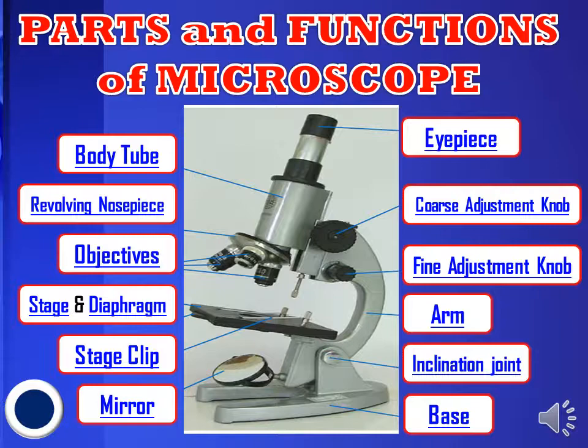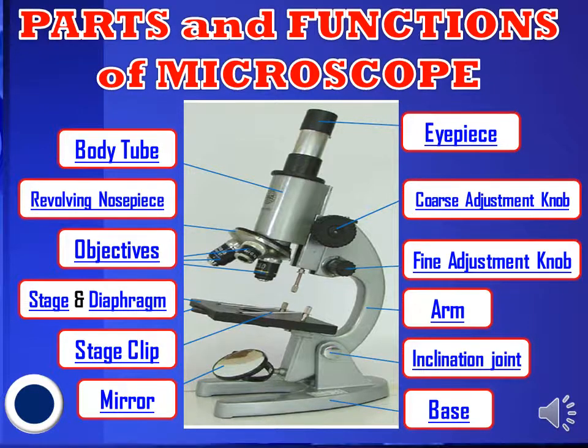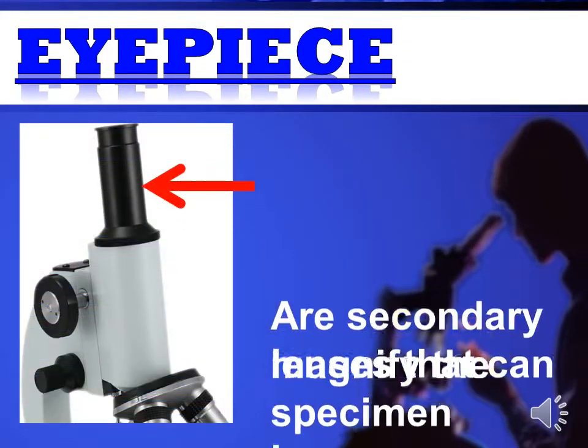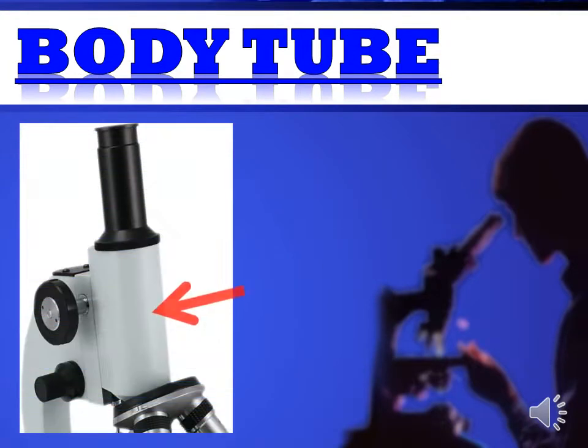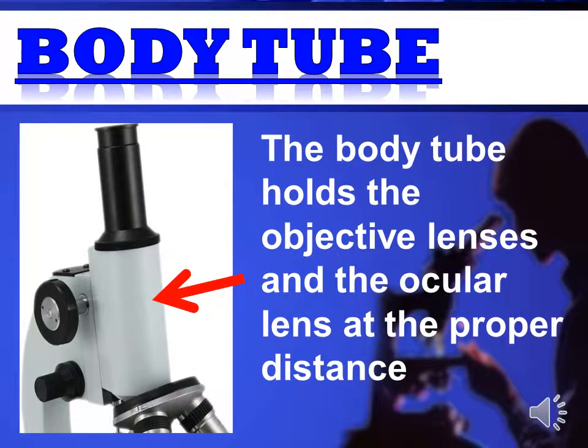Parts and functions of microscopes. Eyepiece are secondary lenses that can magnify the specimen image. Body tube. It holds the objective lenses and the ocular lenses at the proper distance.